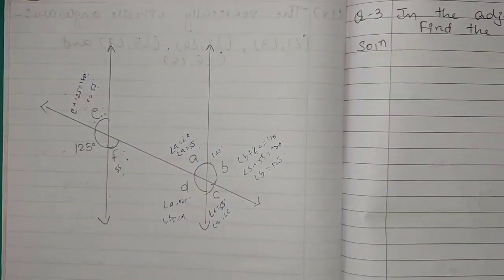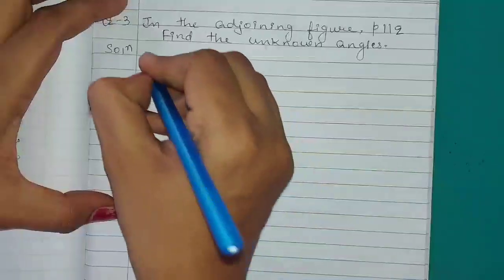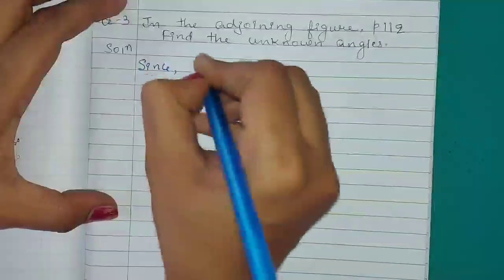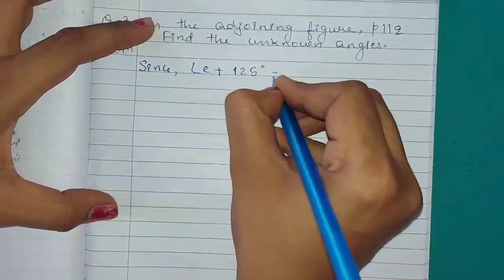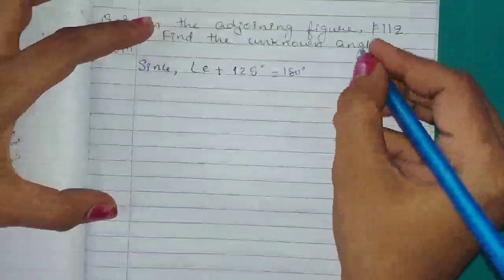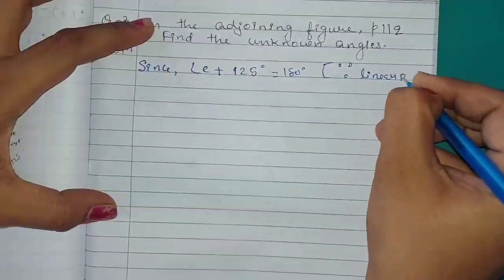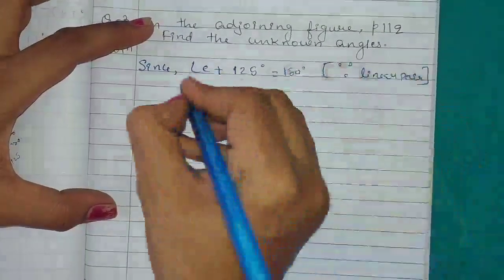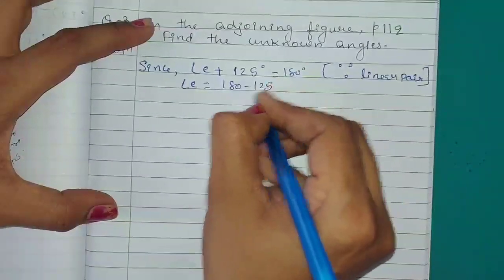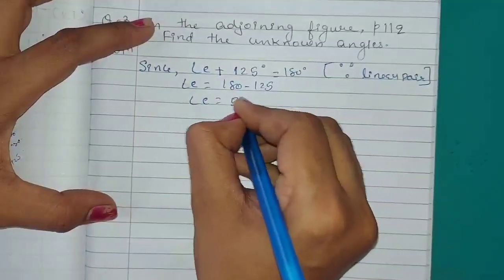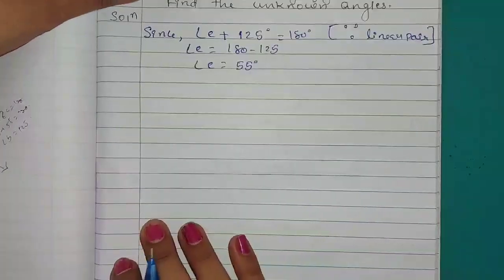So now let us write the answers for this figure. Solution. Since angle E plus 125 degrees equals 180 degrees, why? Because they are a linear pair. So angle E equals 180 minus 125. Therefore angle E equals 55 degrees.